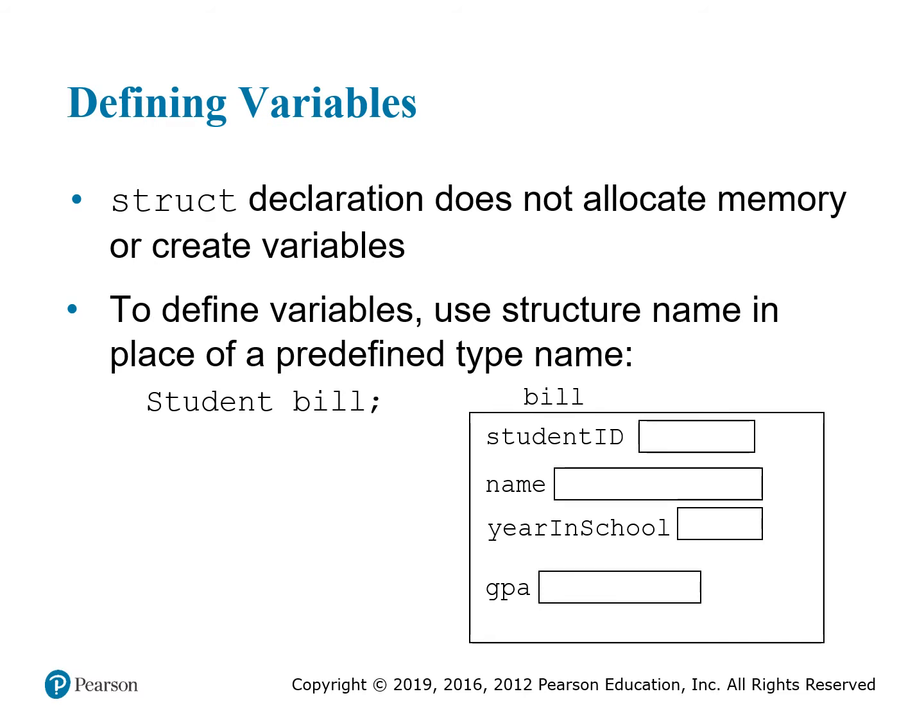The struct declaration does not allocate memory or create variables. So it's just a declaration of a type. To define variables of the struct type, you use the structure name in place of a predefined type name. So where normally we would be typing int num, in this case we're going to type Student S1, okay, or Bill up here.